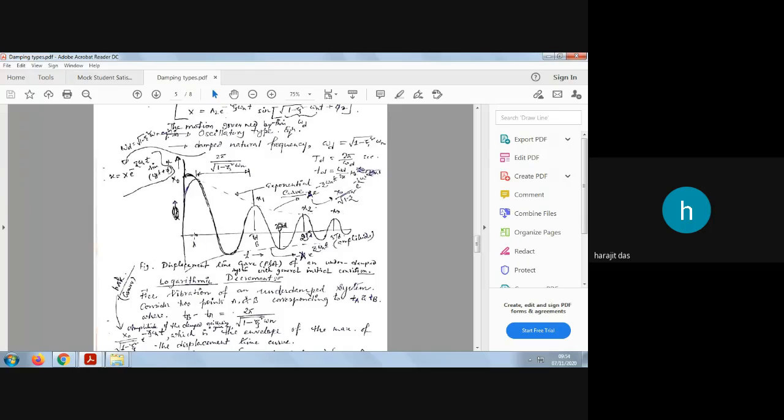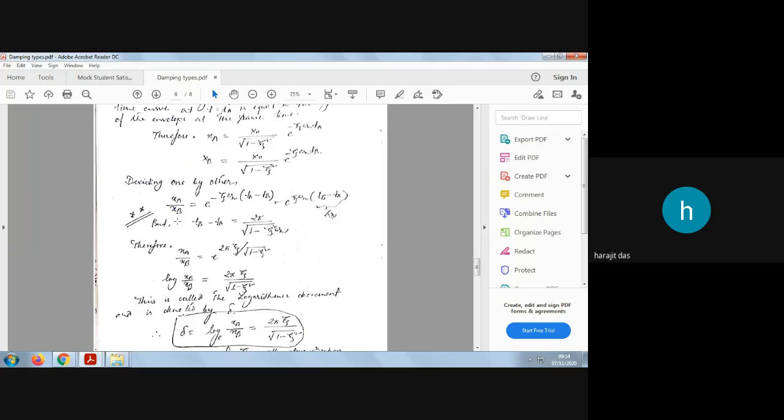At any instant means at any instant of time. So here ta is the time and here tb is the time. So here xa is the amplitude and here xb is the amplitude. So what is logarithmic decrement? Delta is the logarithmic decrement, which is the natural log of the ratio xa by xb. So we are going to find this xa by xb. At xa, the amplitude is this one, because a2 is x naught by under root 1 minus zeta square, so e to the power minus zeta omega n ta.